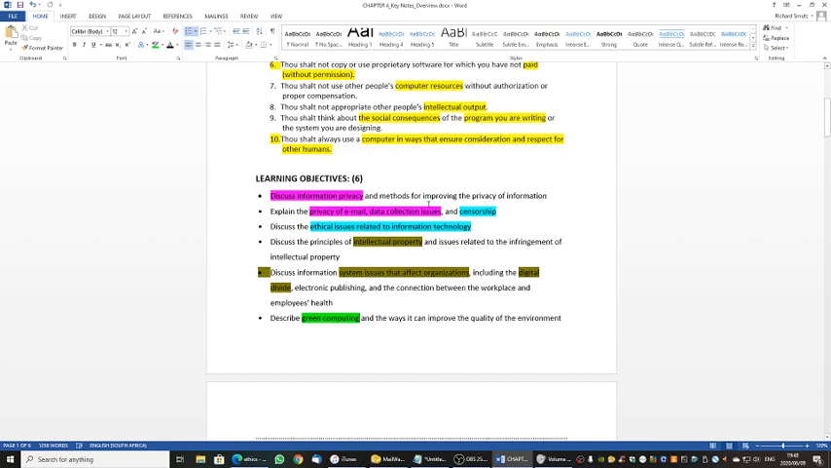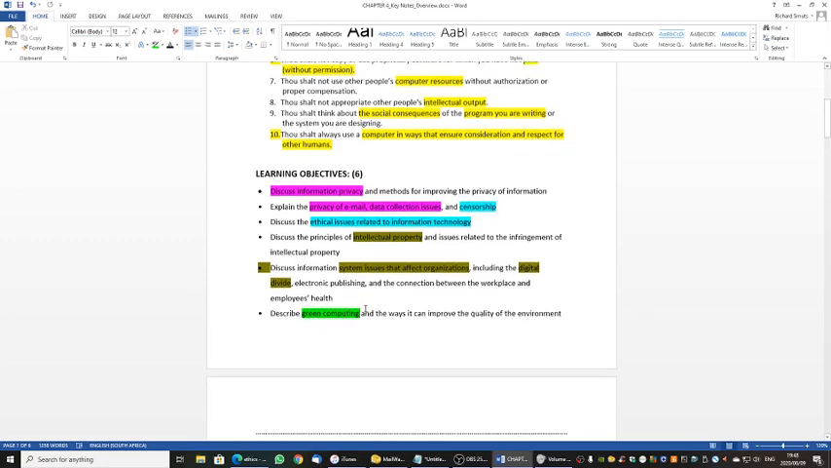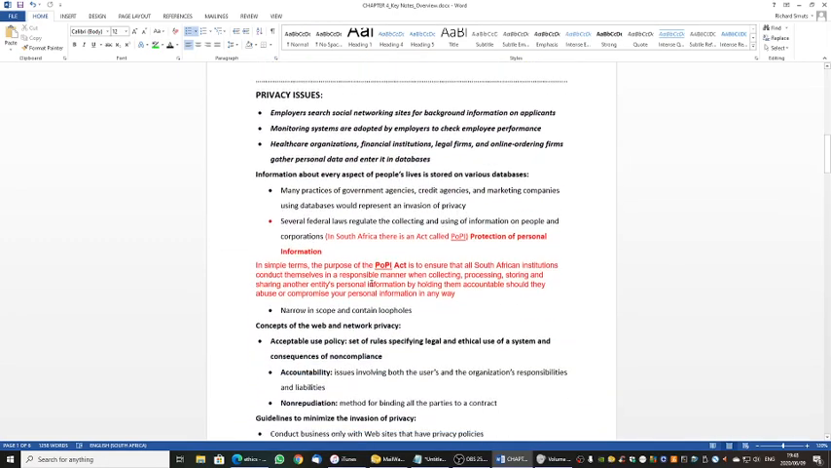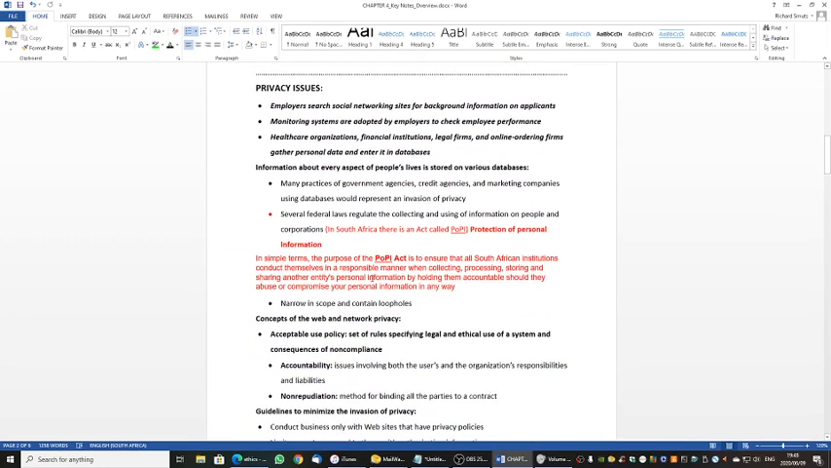Information privacy and how we improve the privacy, what we do with email and data and censorship, ethical issues relating to information technology, intellectual property, discussing how information systems will affect organizations, looking at digital divides, electronic publishing and employee health, and then finally green computing.